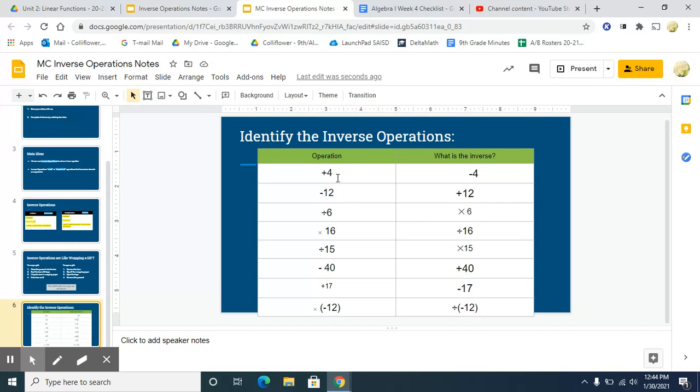So again, each operation has its own inverse, and so we can undo any of these operations by doing its inverse. If you have any questions about inverse operations, or if you have any questions about how to use any of these math symbols, please ask and I can come help.